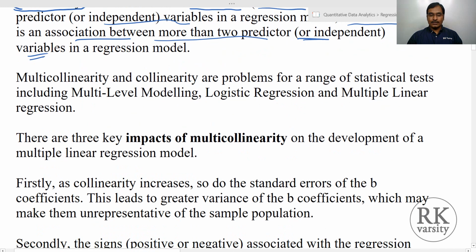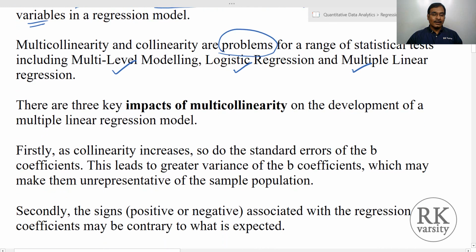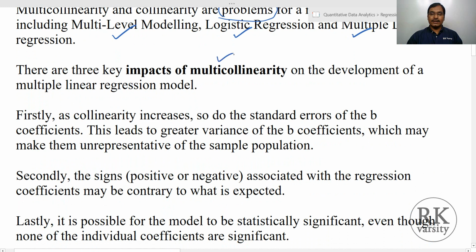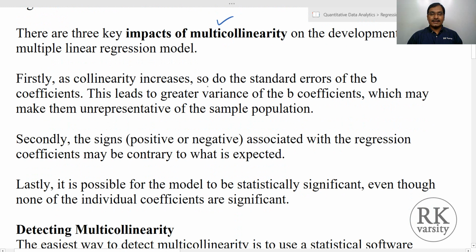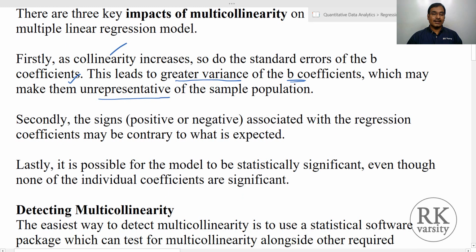Now the issue is that multicollinearity and collinearity are problems for a range of statistical tests, including multi-level modeling, logistic regression, multiple linear regressions and all. So there are three key impacts of multicollinearity on the development of a multiple regression model. Firstly, as the collinearity increases, so do the standard errors of the beta coefficients. Now this leads to a greater variance of beta coefficients, which will make them unrepresentative of the sample population. This is one impact.